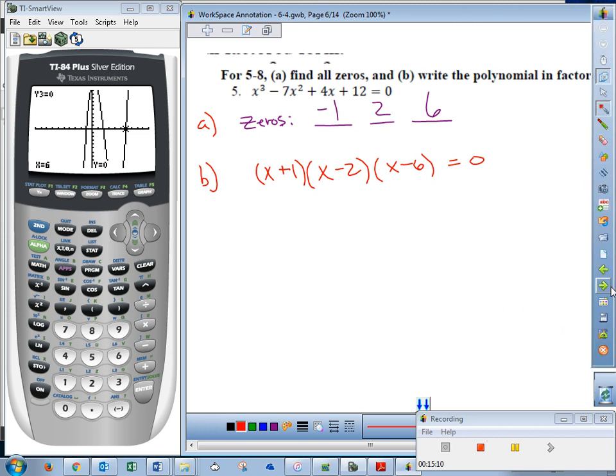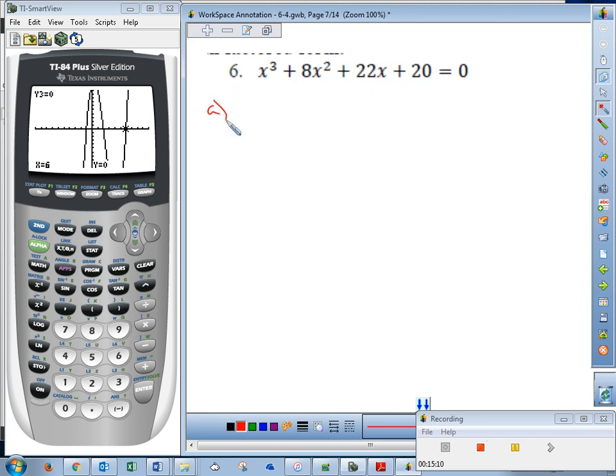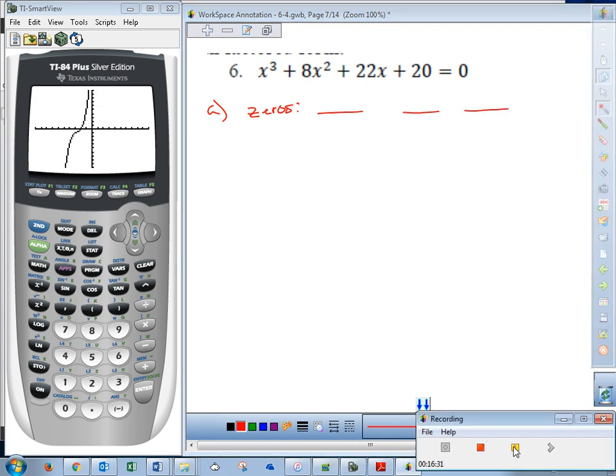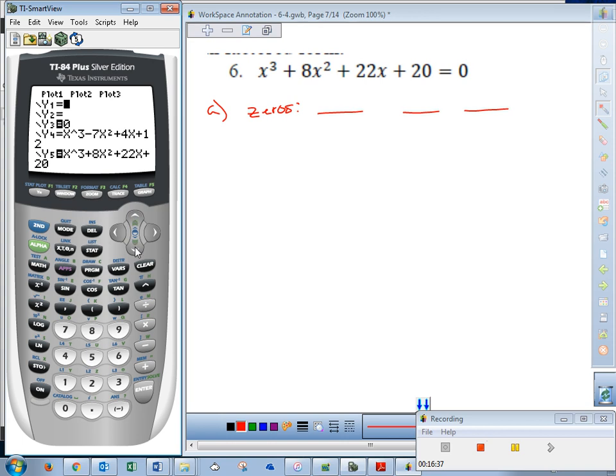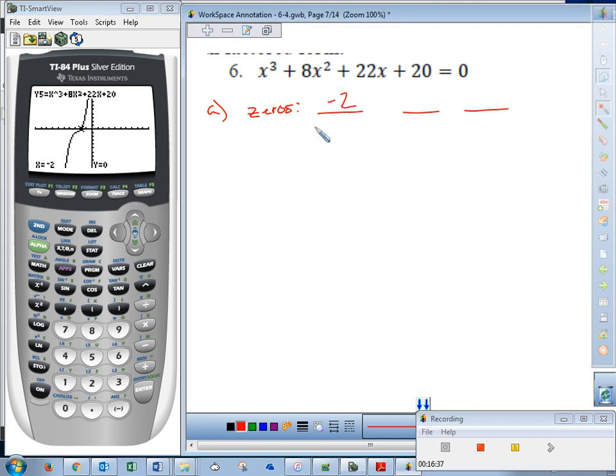Next guy. Let's graph him and find his zeros. So part A, zeros. There's a possible of three of them. Let's graph him. Looks like -1 looks like a possibility. Yes. -2. Why did I get a 0 there? Oh, because I'm on the wrong graph. That's why. Well, I need to be on this guy. Let's just turn him off. Graph. -2 though, correct? So trace -2. And we got a 0.